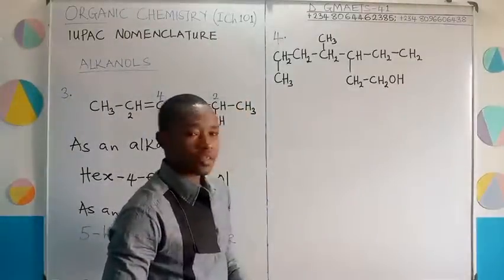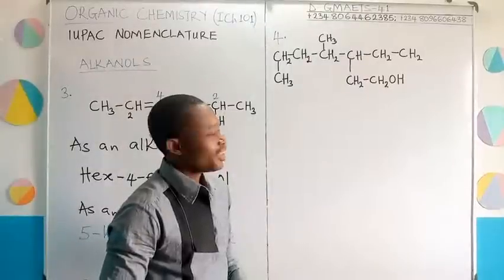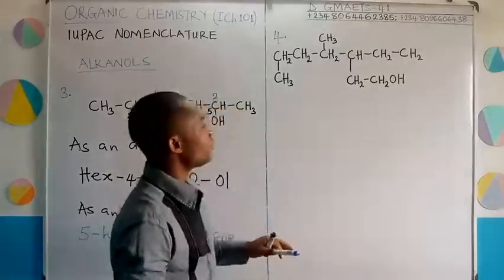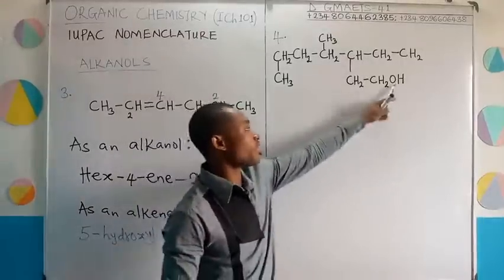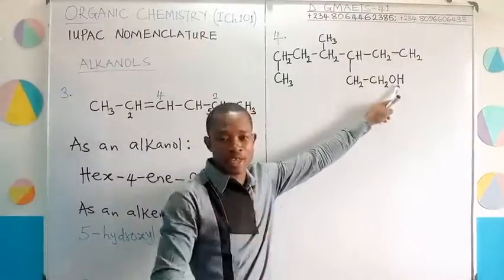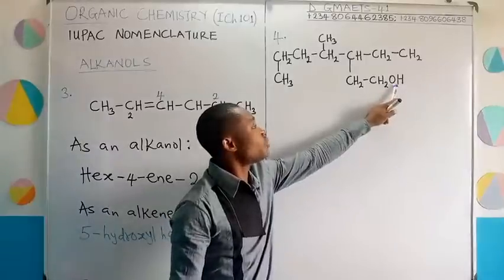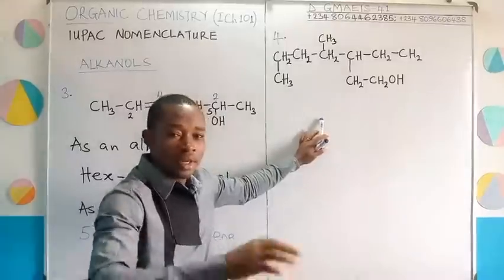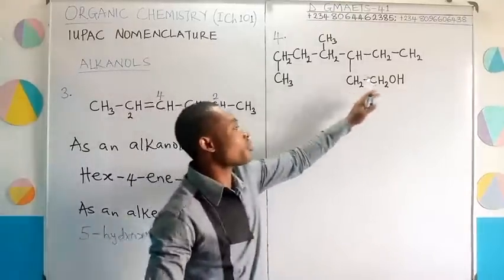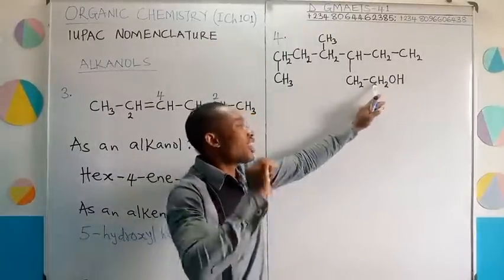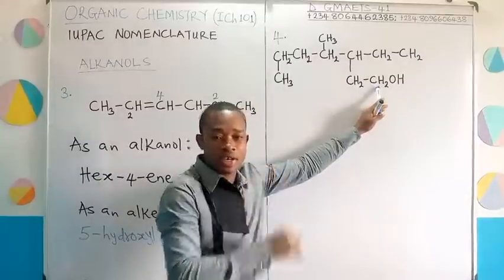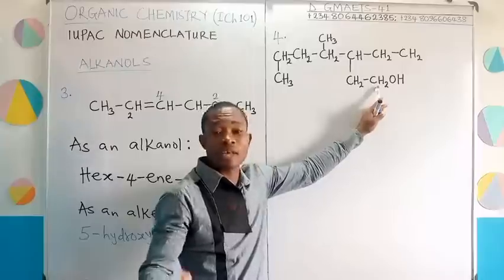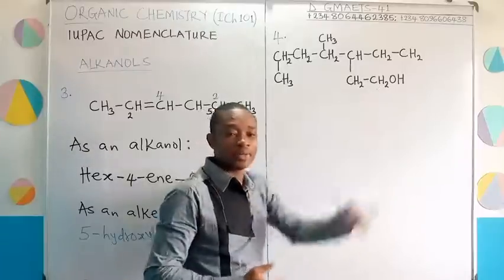This is our fourth structure. Identifying the homolog that this structure belongs to, we can see clearly that this is an alkanol because of this OH that we have there. This is an alkanol, and so I have to determine the longest carbon chain. And without any doubt, counting will start from here because this OH is clearly seen on the first carbon atom here. As a matter of fact, let me say that this is a primary alkanol.